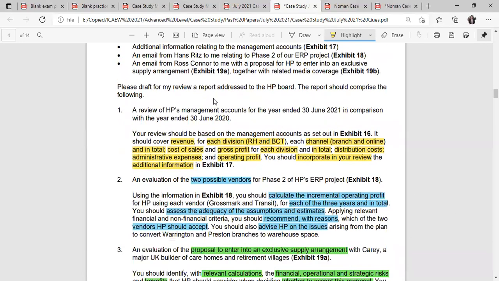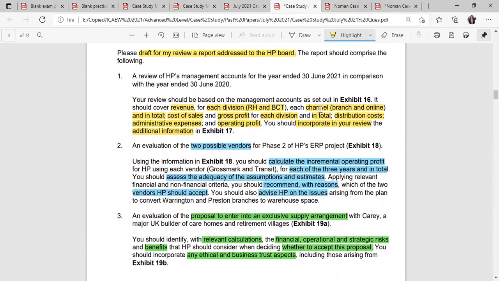Please draft for my review a report addressed to the HP board. Yes, we know that we have to write a report for the HP board. The report should comprise the following. Yes, these are our requirements. A review of HP's management accounts for the year ended 30th June 2021 in comparison with the year ended 30th June 2020. So that is my comparison, year-wise, 2021 with 2020.